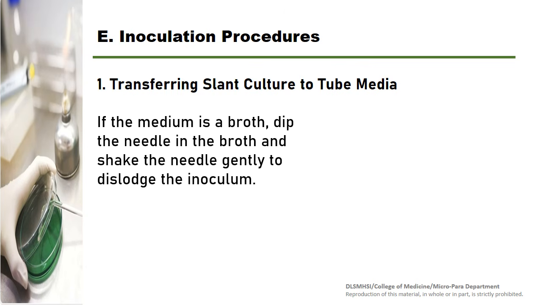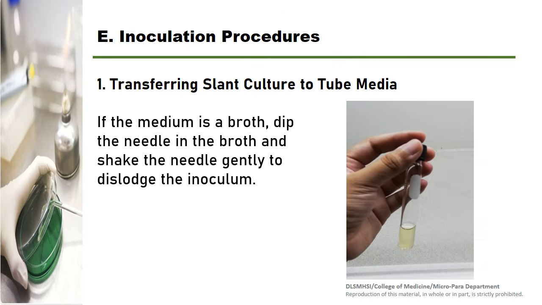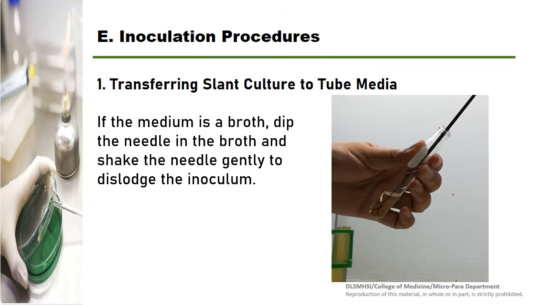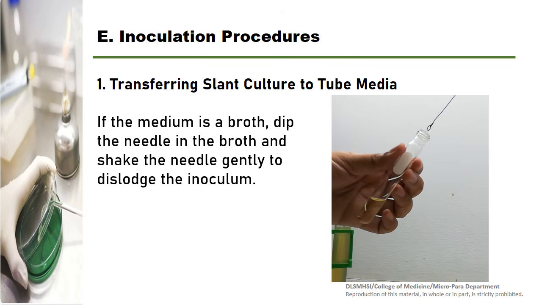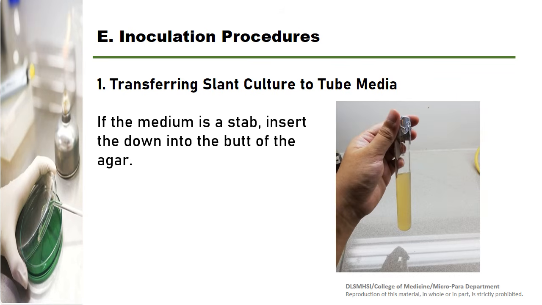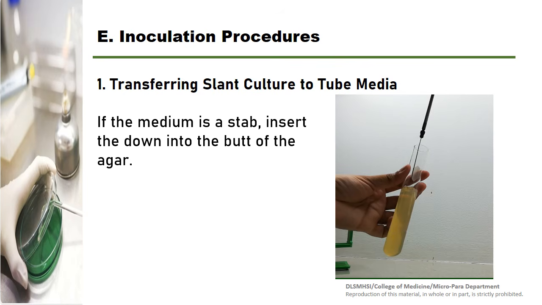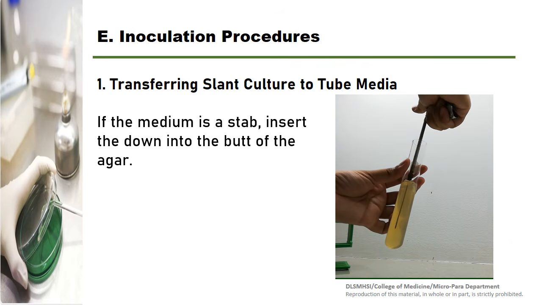Now, if your medium is a broth, dip the needle or loop in the broth and shake the needle gently to dislodge the inoculum. Now, if you are transferring a slant culture to a stab, this requires the use of an inoculating needle, because if you are going to use your inoculating loop, you will only damage your stab medium. So this is how it is being done. You insert down into the butt of the agar.